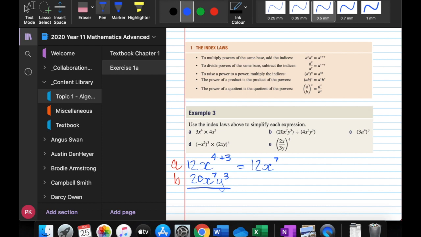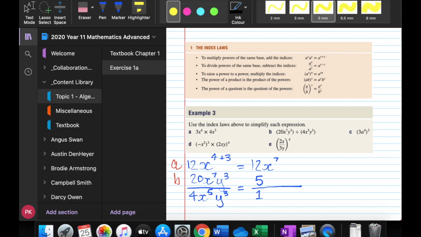4x to the 5, y to the 3, 5y cubed. Okay, now let's deal with the numbers first. We've got 20, we've got 4. Simplify that. How many 4s go into 20? We've got 5. And how many 4s go into 4? We've got 1. I mean, you could write that out. Yeah, I'll write that out.